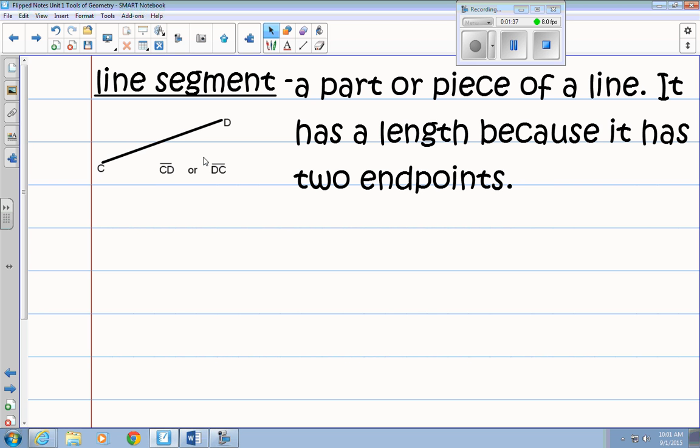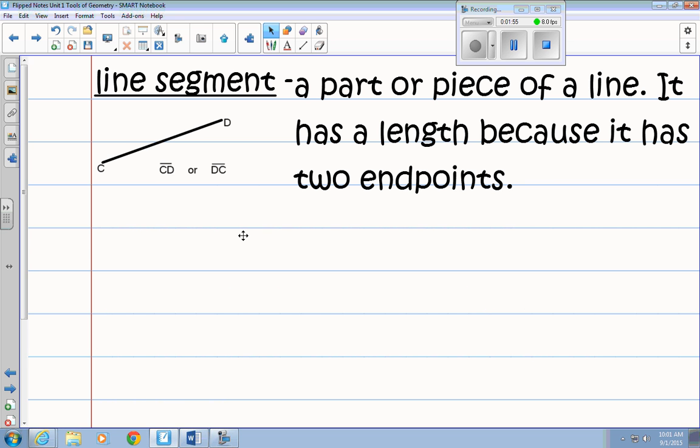Lines we name with any 2 points on the line and we use double arrowheads, but for a line segment, because it terminates on both sides, we have to use the endpoints in either order and a line segment symbol above it with no arrowheads.